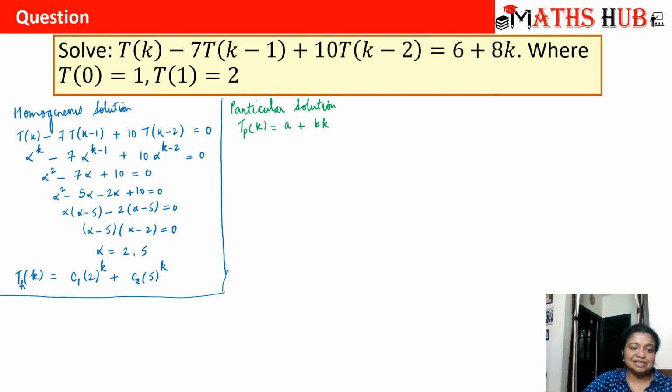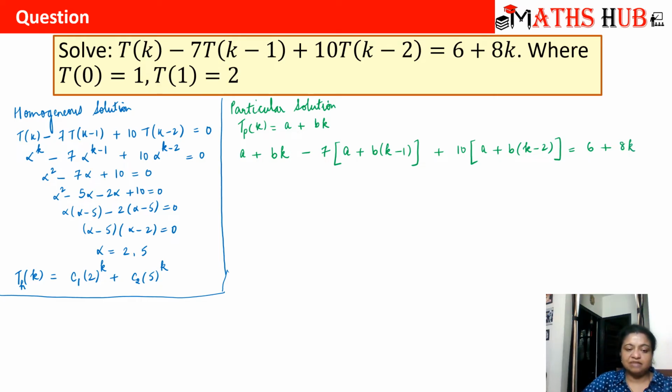Since it is a trial solution, we will substitute it in this recurrence relation. The first one is t_k, which will be a plus bk, minus 7 times t_(k-1), which will be a plus b times (k minus 1). Then we have 10 times t_(k-2), which will be a plus b times (k minus 2), that is equal to 6 plus 8k, right?